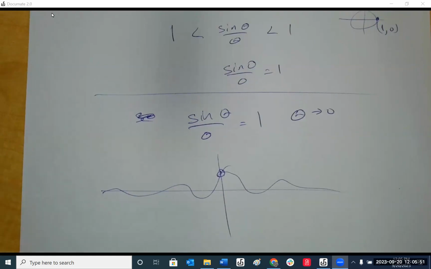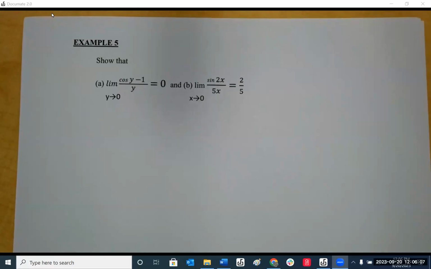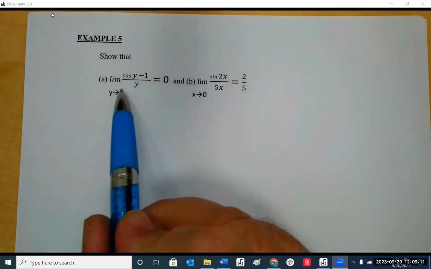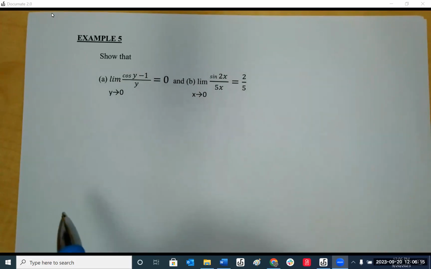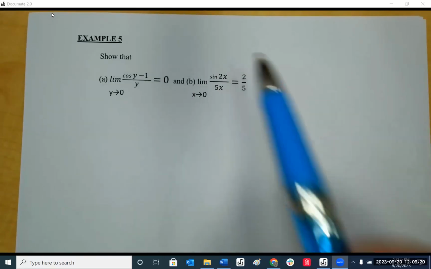Where's my shoot? There. Since you guys like trigonometry, here we have 2 examples. Show that the limit of cosine y minus 1 over y is 0, and the limit of sine 2x over 5x is 2 over 5.